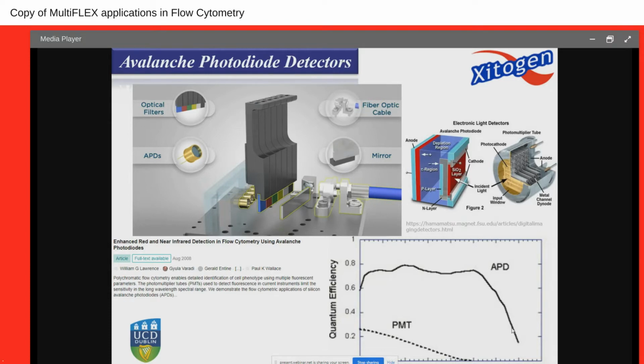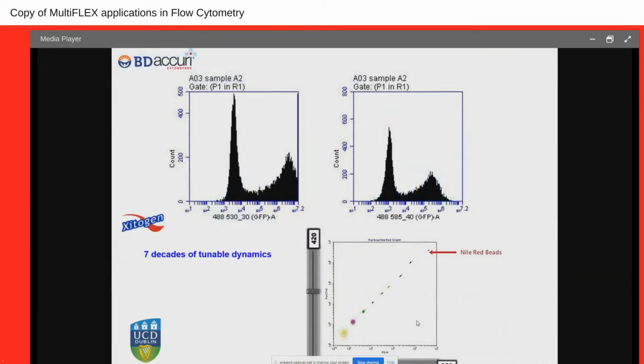Okay, and the other thing that we can see on this graph is that these are especially nice and very sensitive on the wavelengths on the red. That makes a big difference on the red emission when we are looking at APDs versus photomultipliers. The other thing that has an advantage on these instruments, CytoFLEX nowadays, versus the BD Accuri, is the possibility of tunable dynamics.